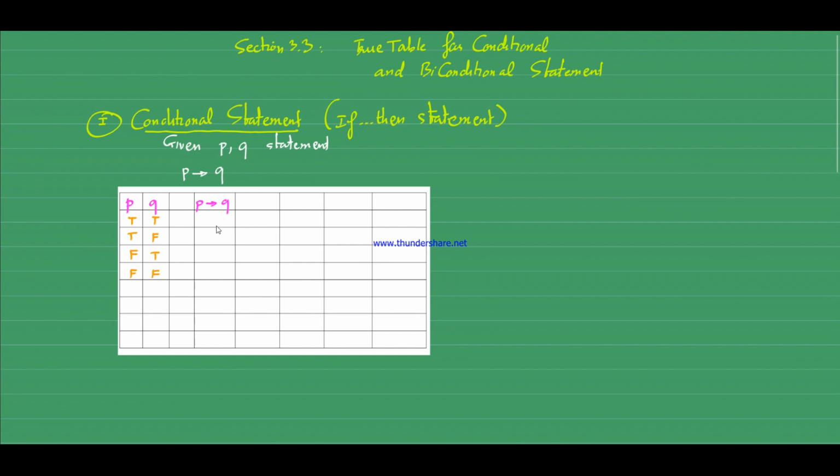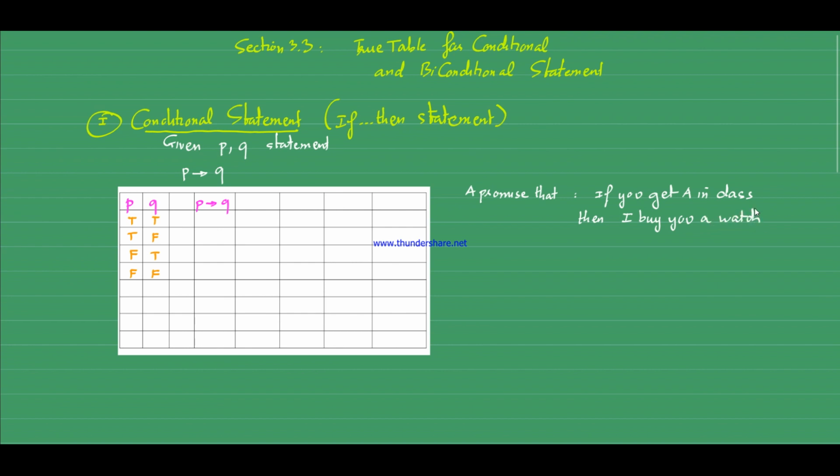Now, in order to get the true false values for this column right over here, I have an example, and if you memorize this example, then you don't need to memorize the whole table. So the example goes like this. A promise that if you get A in class, then I'll buy you a watch.